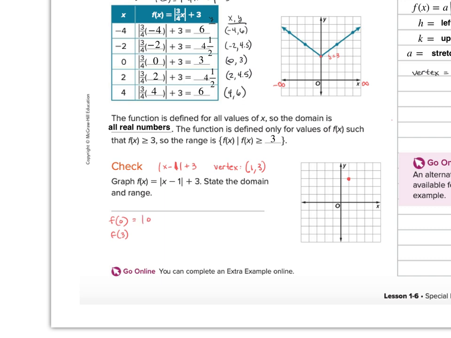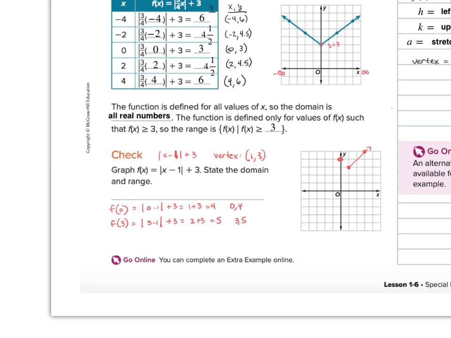So that would be the absolute value of 0 minus 1 plus 3, which is 1 plus 3, which is 4, so I have 0, 4. And then I have the absolute value of 3 minus 1 plus 3, which is 2 plus 3, which is 5, so I have 3, 5. And then there we go, I have my function I can graph. I didn't need to put a lot of points.